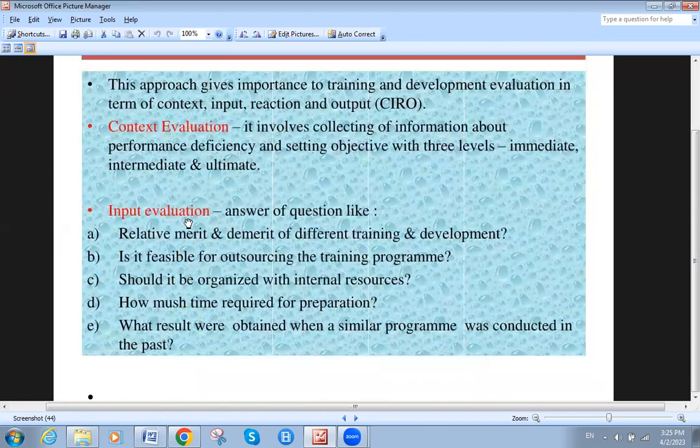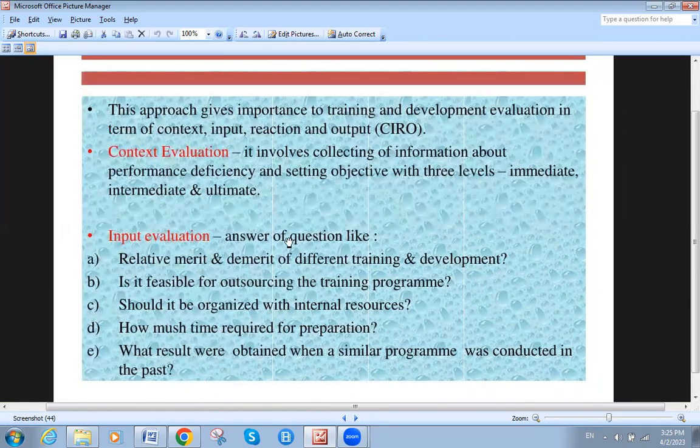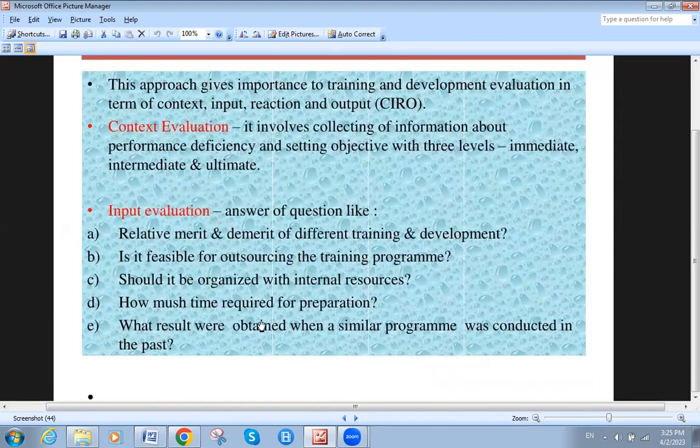The input evaluation asks questions like: what are the relative merits and demerits of different training and development options? Is it feasible to outsource the training program? Should it be organized with internal resources? How much time is required for preparation? What results were obtained when a similar program was conducted in the past? Those are the questions about the CIRO.